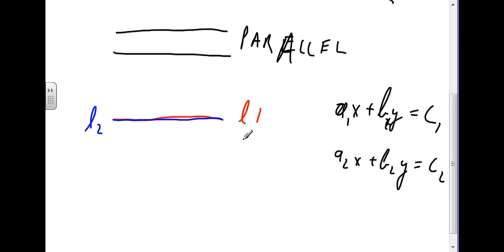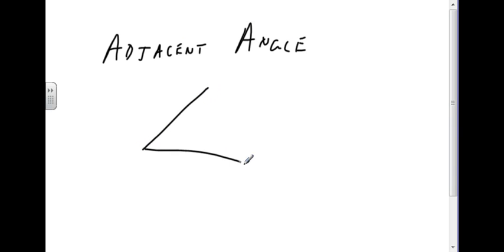Two angles are adjacent angles. In order to be an adjacent angle, you have to have a common side. So there's angle A, angle B. Angle A and B are adjacent. They're next to each other.